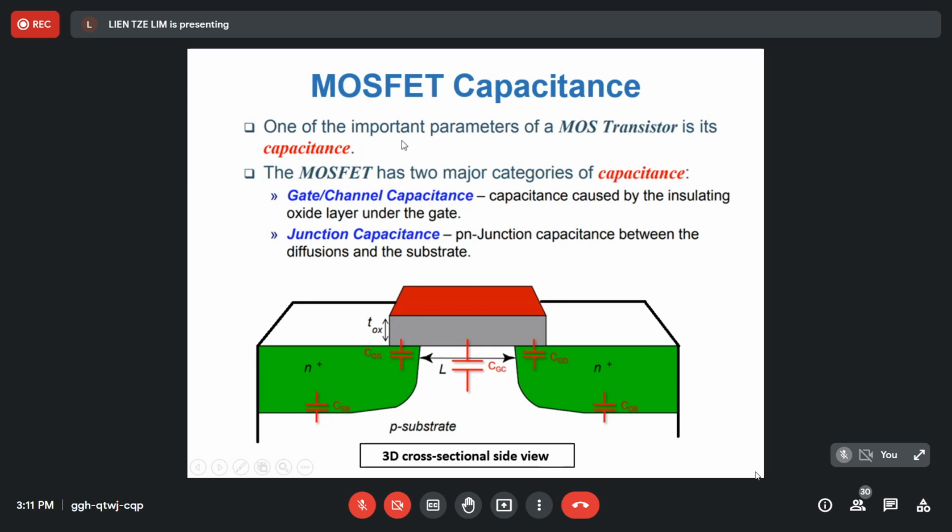One of the important parameters of a MOS transistor is its capacitance. The MOSFET has two major categories of capacitance. Here the capacitance means the gate capacitance or channel capacitance. This is a capacitance caused by the insulating oxide layer under the gate. So this is the gate capacitance.